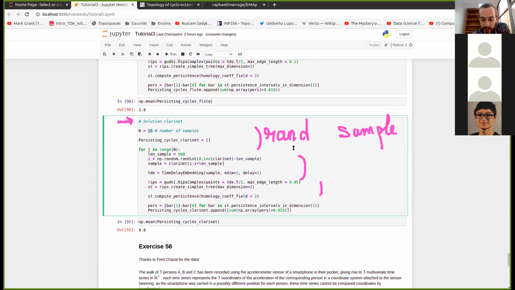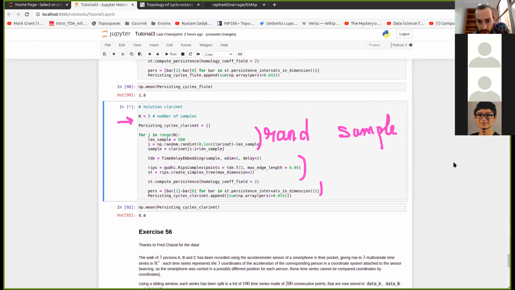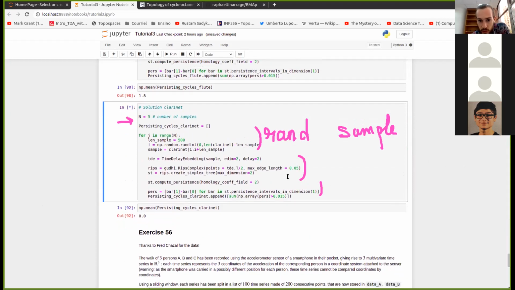Okay, and the clarinet, this is exactly the same. So the problem here is that the clarinet points are closer to each other. And if I take the same max edge length, I obtain very large simplex trees, and this is very long to compute. So I changed it to 0.05.